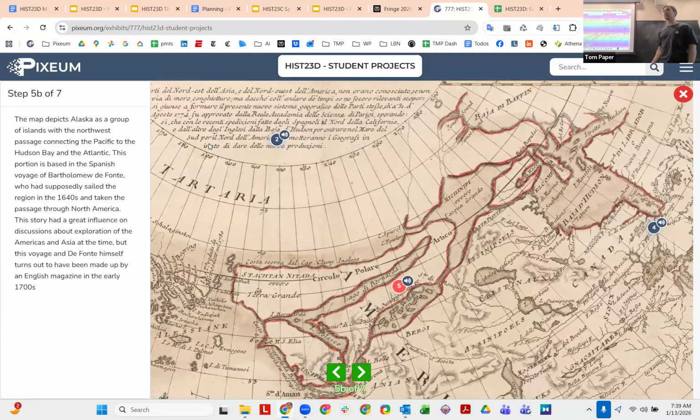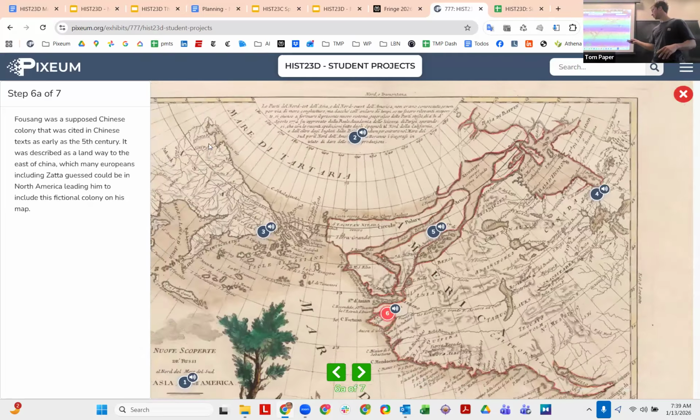This was all based off of an exploration by a guy named Bartholomew de Fonte, supposedly in the 1640s. He sailed all the way through the Hudson Bay over here, and he saw a bunch of islands here, which were in what is now Alaska. But it turns out that this was a story made up by an English magazine in the 1700s. So this was all based off of faulty information.